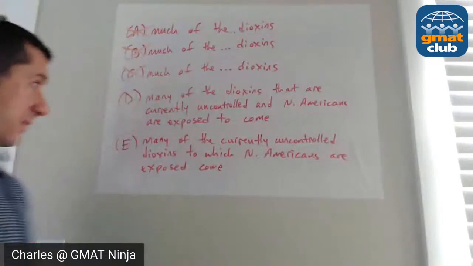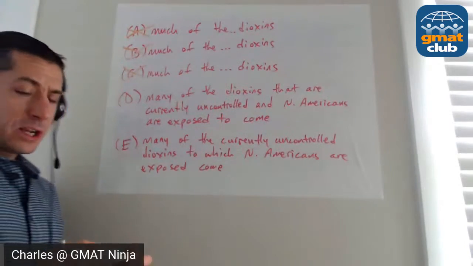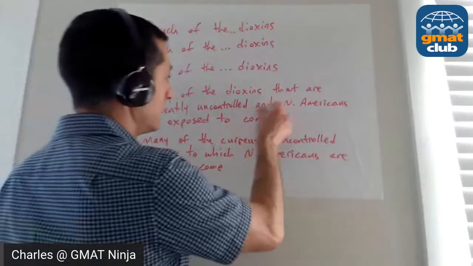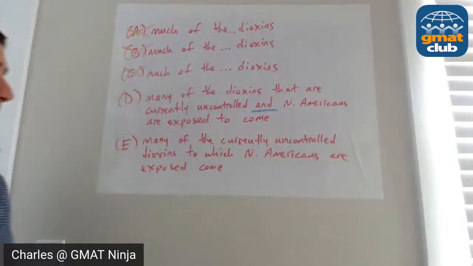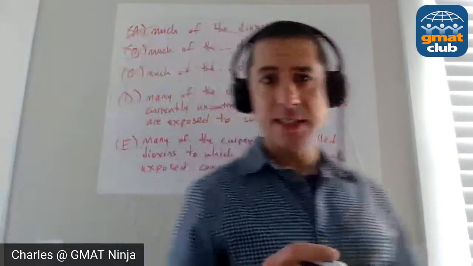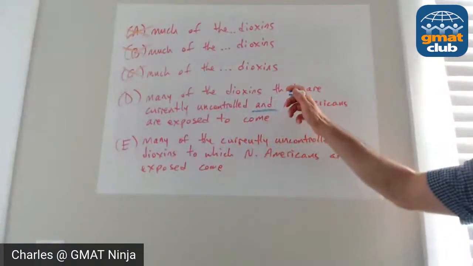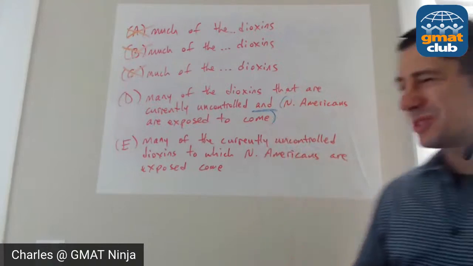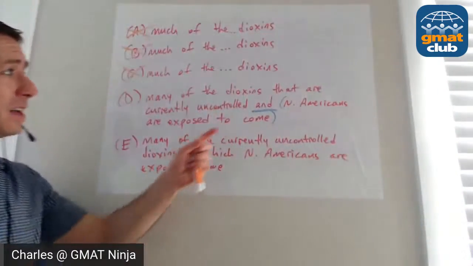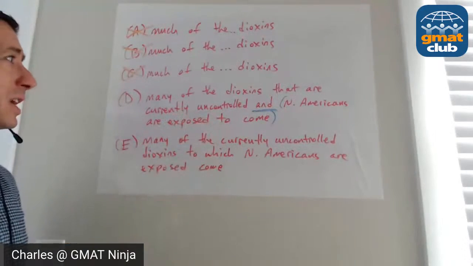D, I've had some love for D out of the live group. Here's the thing I want you to notice, the thing I want to have jump off the page at you in D: it's that parallelism right there. North Americans are exposed to, come from the incineration of wastes. Now you've got to think about what follows that. North Americans are currently exposed to, it's kind of a pretty funky clause, but we've got subject, verb, et cetera.